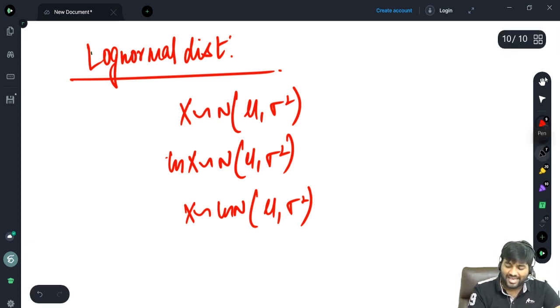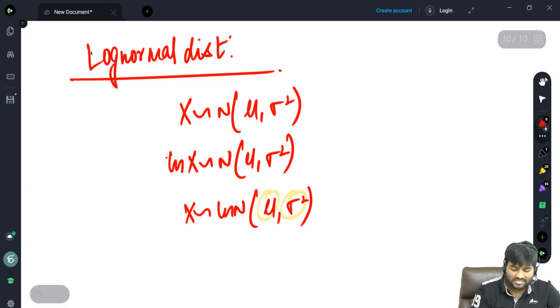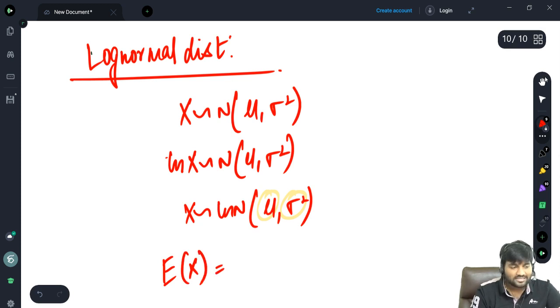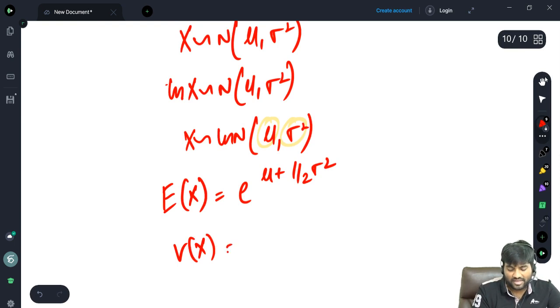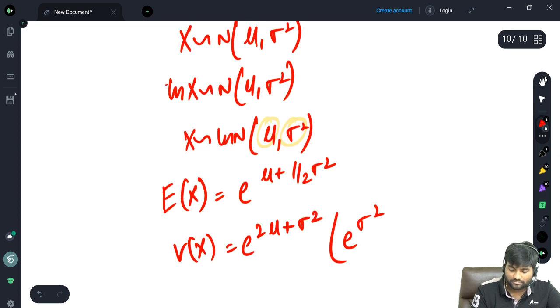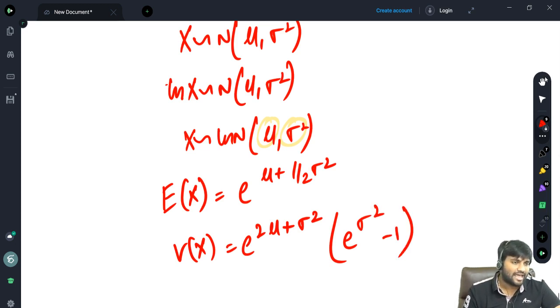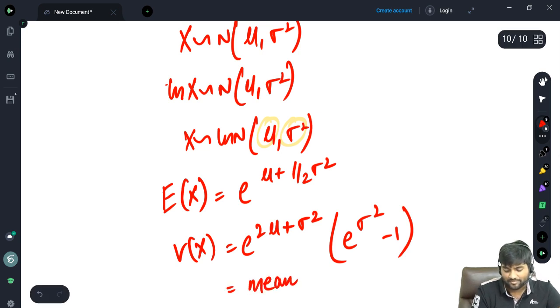And if x follows log normal distribution, then mu and sigma square are just the parameters and not the mean and variance. So how to get the mean and variance? Look in the table book and tell me what is the mean. It is e to the power mu plus half sigma square. Excellent. What about variance? Variance is e to the power 2 mu plus sigma square into e to the power sigma square minus 1. Table book page number 14, I guess. So this is nothing but mean square into e to the power sigma square minus 1.